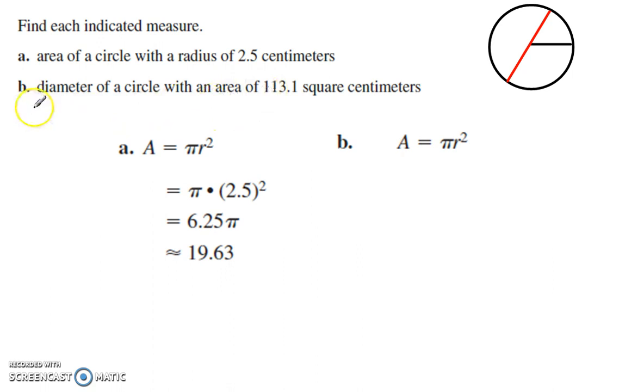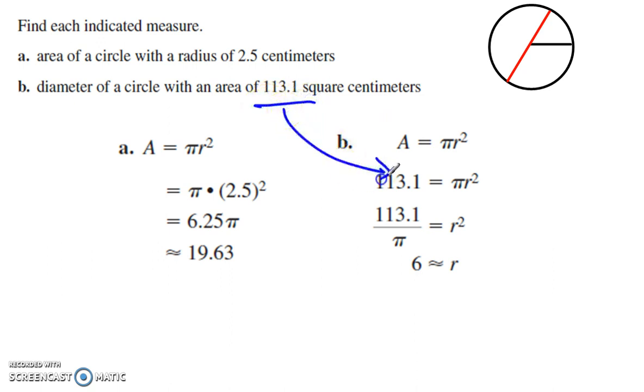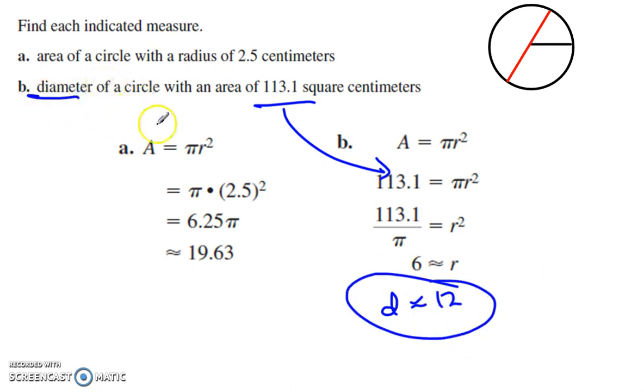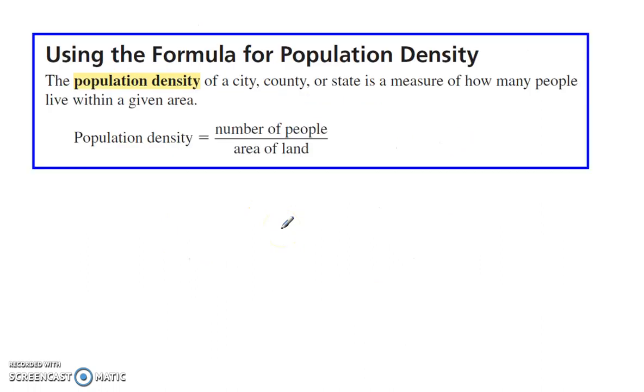For finding the diameter when we're given the area, we're going to plug in 113 for A, plug that in right here, and then solve for r. Divide by pi, find the square root, and then you have r is 6, but we want to know the diameter, so if r is 6, then d is approximately 12. Make sure you're reading closely what the instructions say.